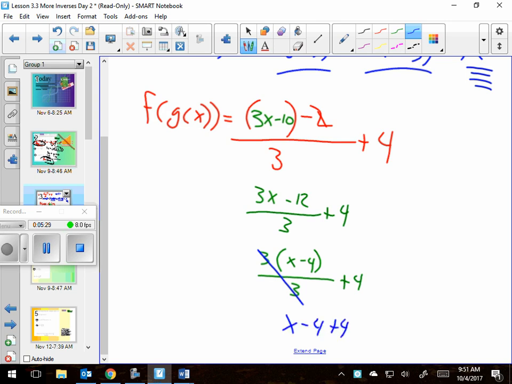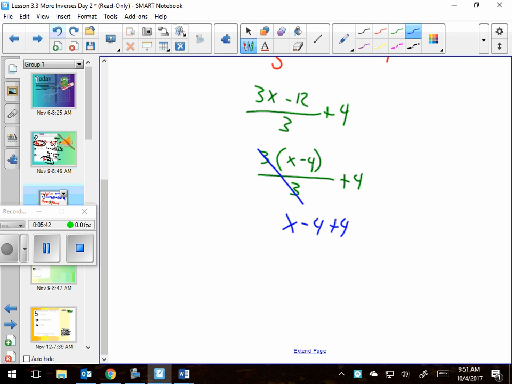One common mistake people make is they go, oh, cancel, cancel, and try to do 2 steps at once. Then you're not following the order of operations. You can just do one thing at a time. So I canceled the 3's, and now plus 4 and minus 4, of course, cancel. And I've shown that f of g of x came out to x.